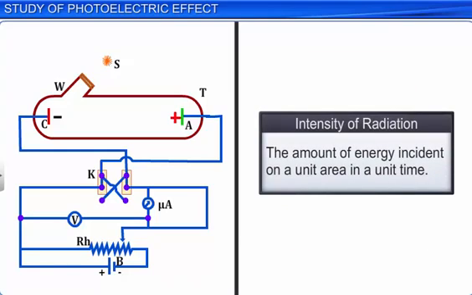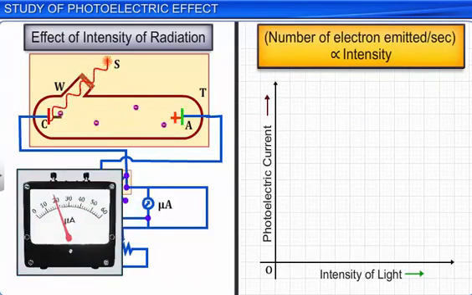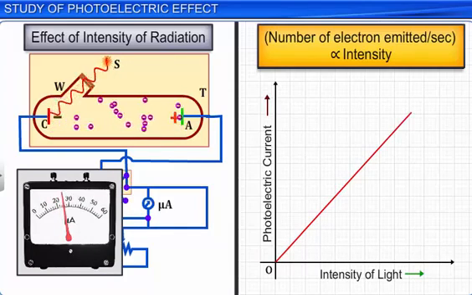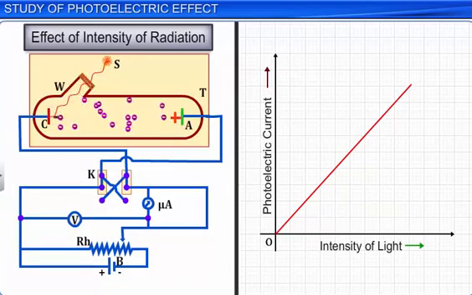Intensity of radiation is defined as the amount of energy incident on a unit area in a unit time. As you increase the intensity of light incident on the metal plate, you will notice that the resulting photoelectric current increases proportionally. This is because, as the intensity of light increases, the number of photons incident per second on the metal plate increases. This results in the number of emitted electrons increasing, and hence increases the photoelectric current.